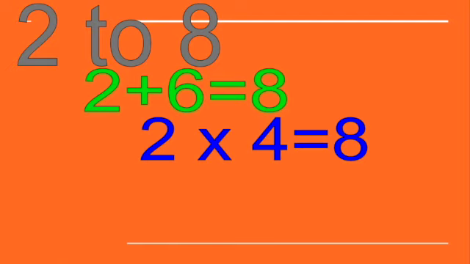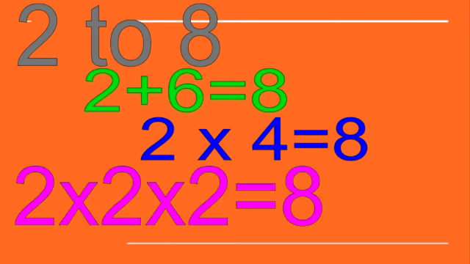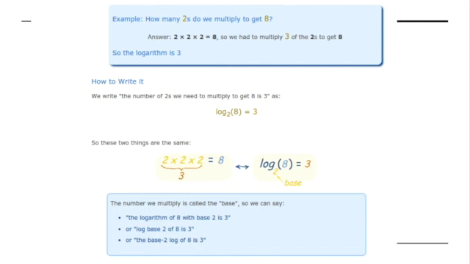Now, we could also look at it exponentially. 2 times 2 is 4, and then 4 times 2 is 8. Another way I could write that is 2 to the third is equal to 8. So 2 cubed, 2 times 2 times 2, is equal to 8. Now I could also write that as a logarithm. 2 times 2 times 2 is 8, so we had to multiply 3 sets of 2's to get 8.